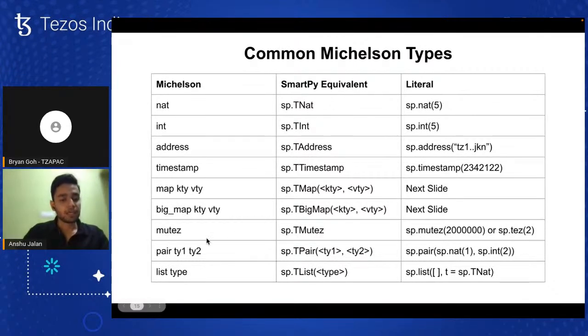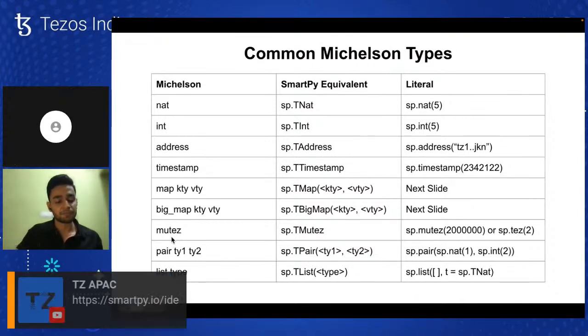Then we have mutez. Mutez is the type of the native currency on Tezos. The native currency is actually both Tez and mutez, and mutez is the smaller version. But in Michelson, we don't have Tez; it's all in mutez. So if you want to use two Tez, you can either do sp.mutez(2) followed by 6 zeros, because one Tez is 10 to the power of 6 mutez, or you can just do sp.tez(2). It doesn't matter which one you use: in Michelson, it will always be mutez. There is no such thing as just Tez in Michelson.